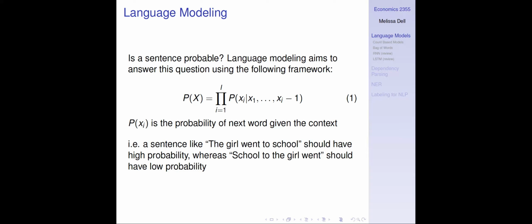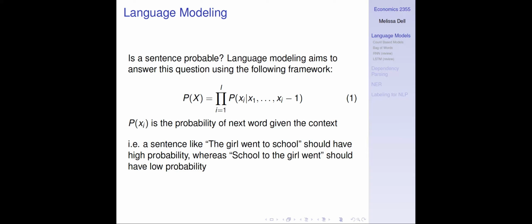Language modeling aims to answer this question with the following framework: you have the probability that a sentence will appear, and that's just the product of the probability of the next word given the context. To make that concrete, let's say we have a sentence like "the girl went to school." Intuitively, we know that's a probable sentence.